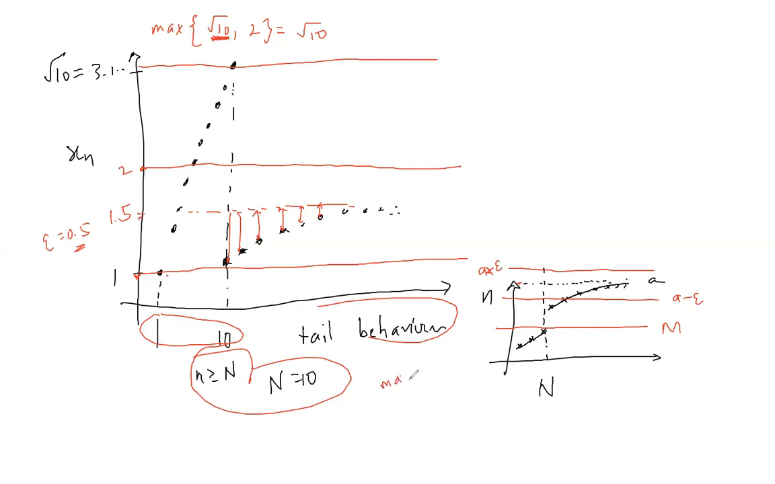So the bound will be, you choose the larger one, right? M or a plus epsilon. So in this case, clearly it is a plus epsilon. Okay. Right. It's definitely bounded. So if you make your epsilon arbitrarily small, the bound will be just a. Okay.